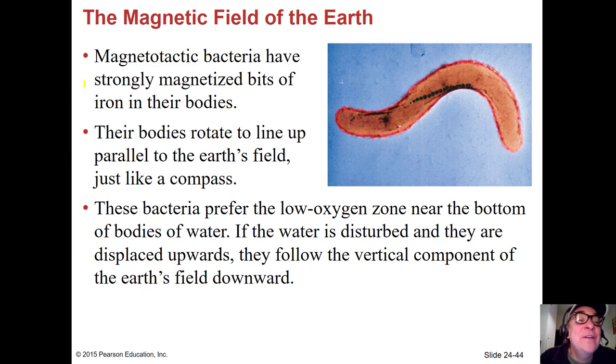What do we have here? These magnetic bacteria have strongly magnetized bits of iron in their bodies, and their bodies rotate to line up parallel to the Earth's magnetic field, just like compasses. And these bacteria prefer a low oxygen zone near the bottom of water. So if the water is disturbed and they are displaced upwards, they follow the vertical component of the Earth's magnetic field downward. Many animals in nature use this idea.